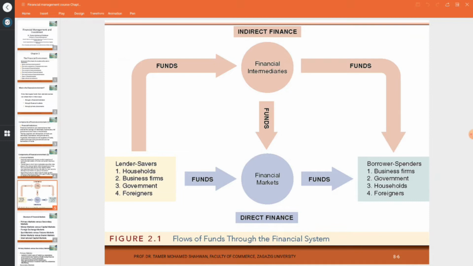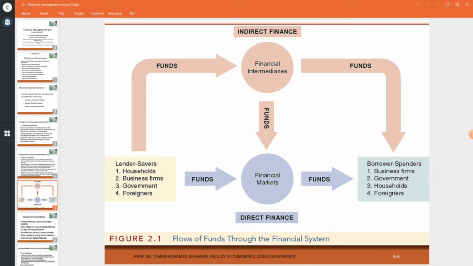We need to channel this surplus of funds from the lender and/or saver to the borrower or spender who are in a shortage of funds. This could be done directly by using the financial market. This is why the financial market can be described as a direct financing mechanism.